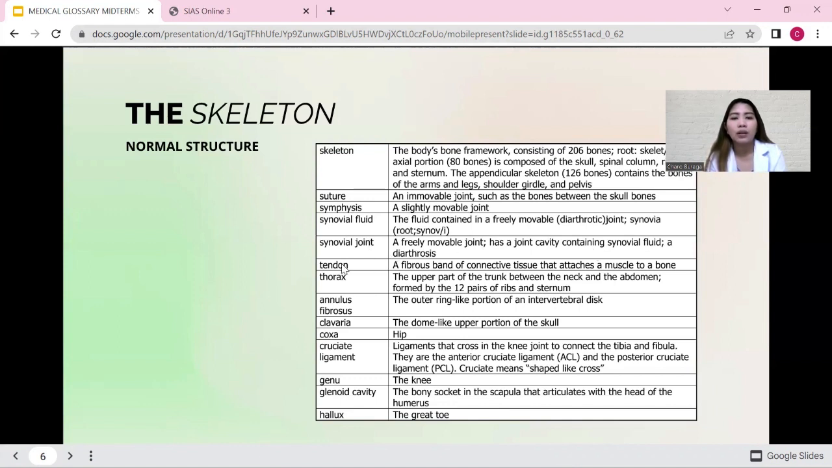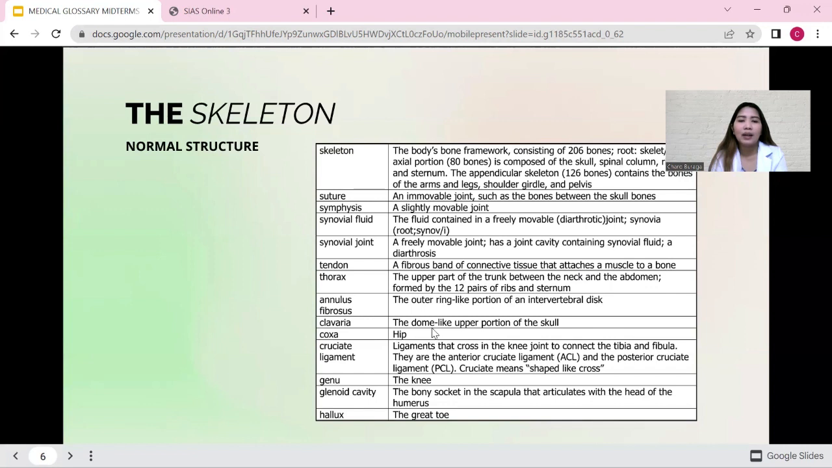Okay? Tendon, a fibrous band of connective tissue that attaches a muscle to a bone. Thorax, the upper part of the trunk between the neck and the abdomen, formed by the 12 pairs of ribs and the sternum. Annulus fibrosus, the outer ring-like portion of an intervertebral disc. So, yung mga yan naman, makikita mo lang talaga yung mga yan pag talagang hawak na natin ng buto.